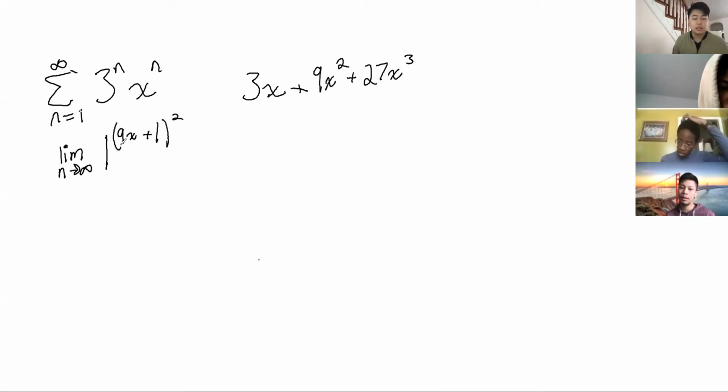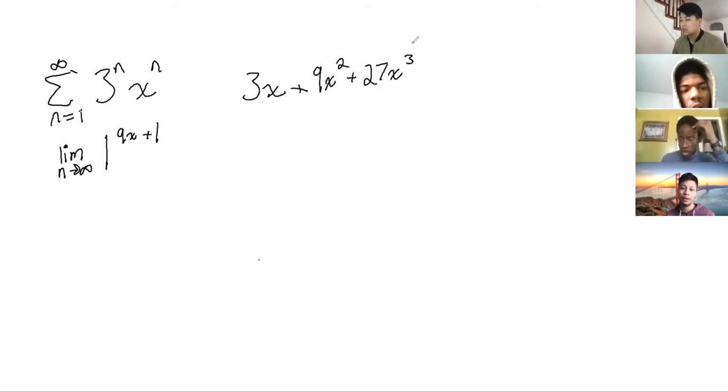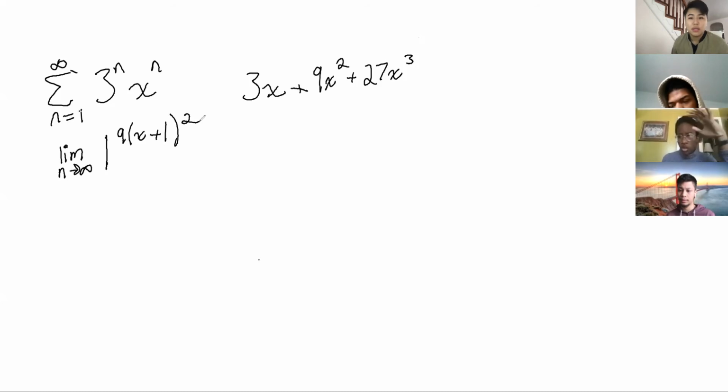No. Well, it's x plus 1 in parentheses, right? It does not include the 9. Oh, I get what you're saying. My bad. Wait, what are you guys saying? It would just be the terms themselves, because that's the term coming after 3x, right? So it'd be 9x squared over 9x, right?